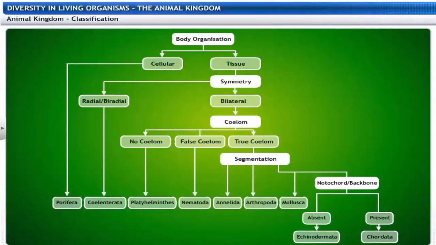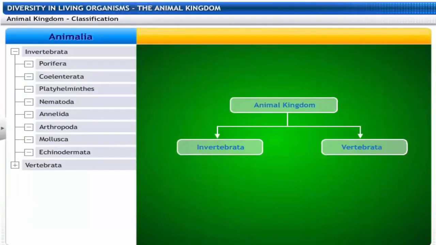All the animals are classified on the basis of level of body organization, that is, the cellular or the tissue level, symmetry, type of body cavity called coelom, presence or absence of segmentation, and the presence or absence of a backbone. The animal kingdom called Animalia is classified into two subkingdoms, Invertebrata and Vertebrata.